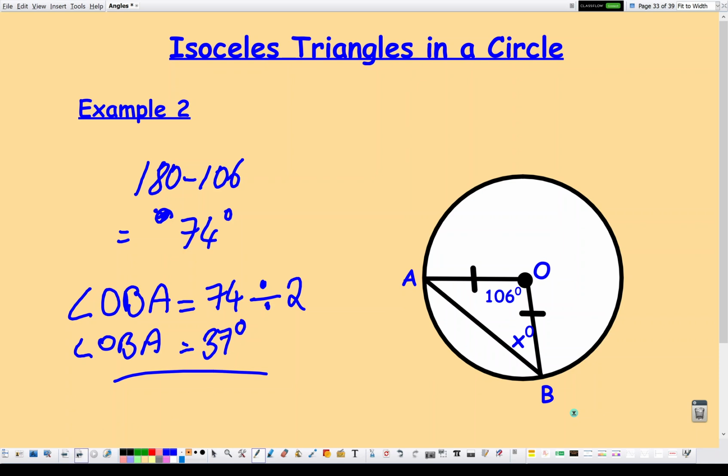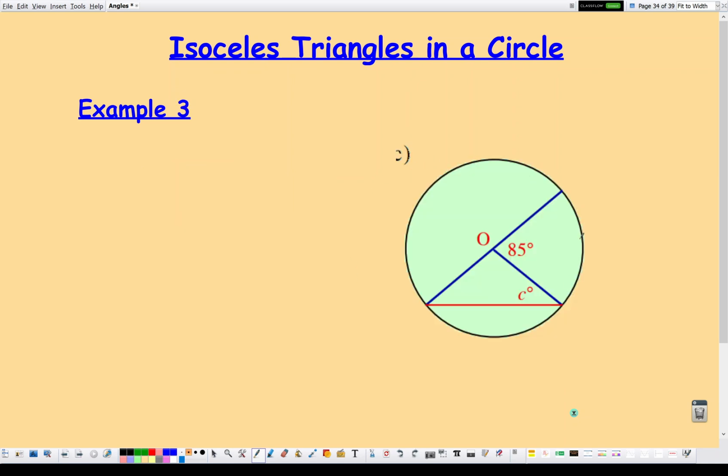Okay, and the last example I'm going to show you, again, I want you to draw your own circle, and just slightly different here. I have a chord in red drawn here, and I have two radiuses extended to the centre, and I have just a diameter drawn there as well. Okay, and the information I'm given this time is that the angle at O between the diameter and one of the radius is 85 degrees.